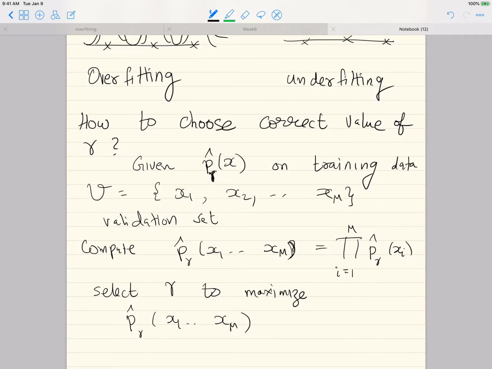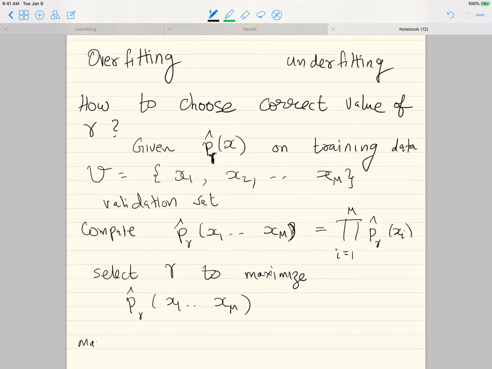So you want to choose an r that assigns the maximum probability to the data you have not seen yet. If you are underfitting, you're going to assign less probability. If you're overfitting, you will assign less probability. If r is just right, you will assign the highest probability to the data you have not seen. And as was suggested, instead of this, we can maximize the log of p hat r of x1 to xm. So this is the summation of i going from 1 to m of log p hat r of xi. Maximize this. This is known as a likelihood estimator, because you're maximizing the sum of the logs. So that's what you do.